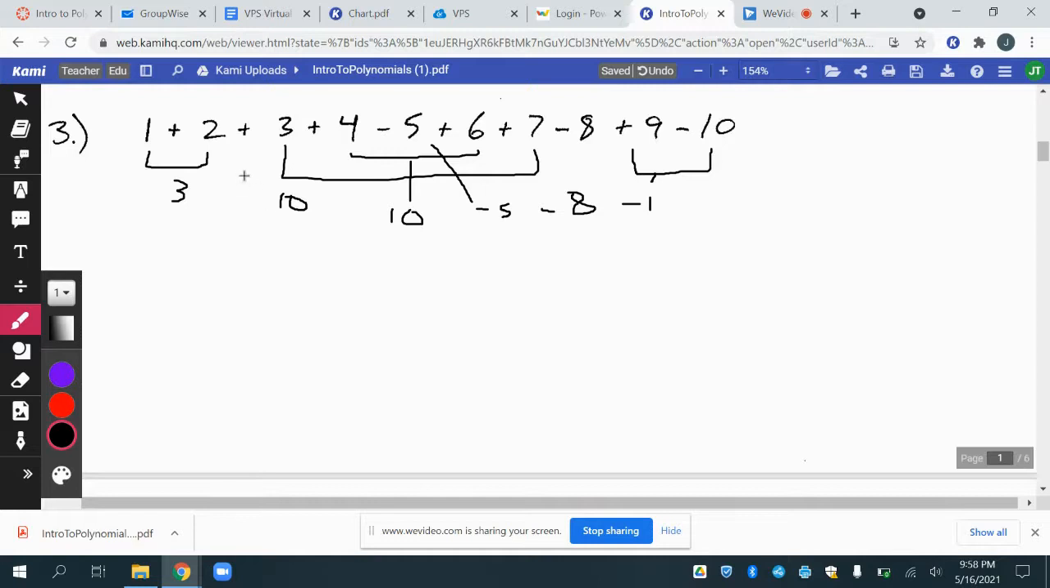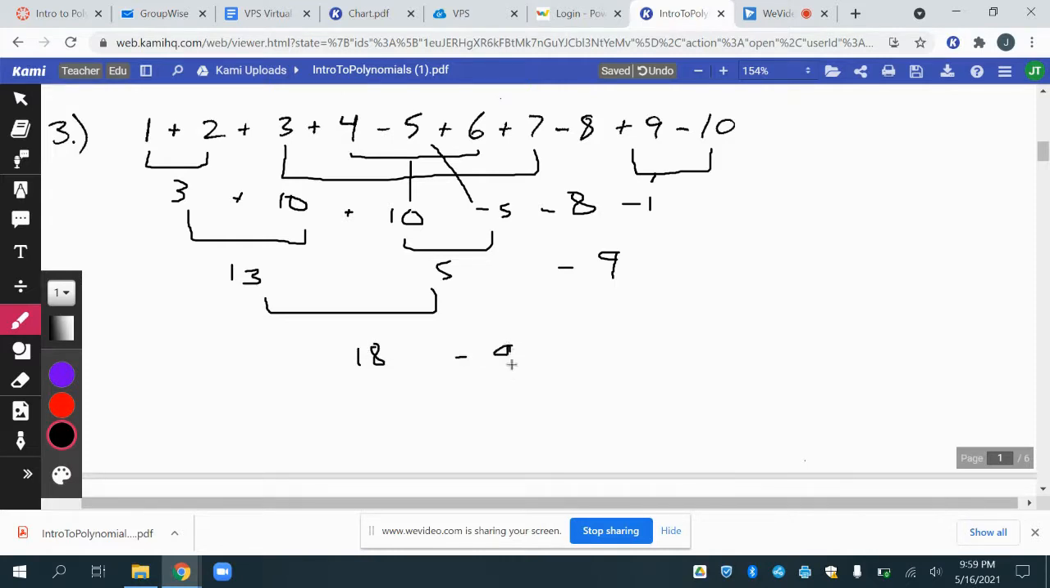So now this is simpler. I got 3, 10, 10, minus 5. We'll put these guys together because why not? 13. 10 minus 5 is 5. Minus 9. That's 18.